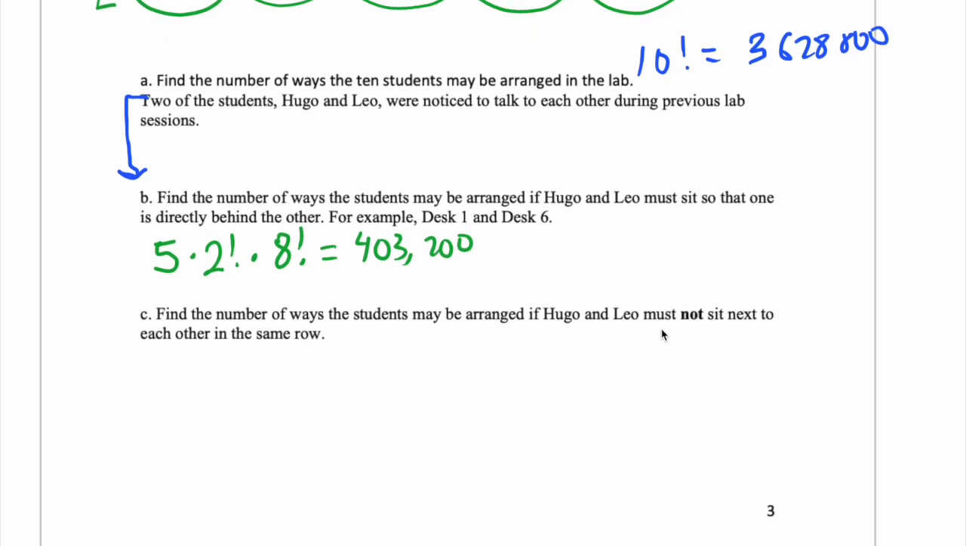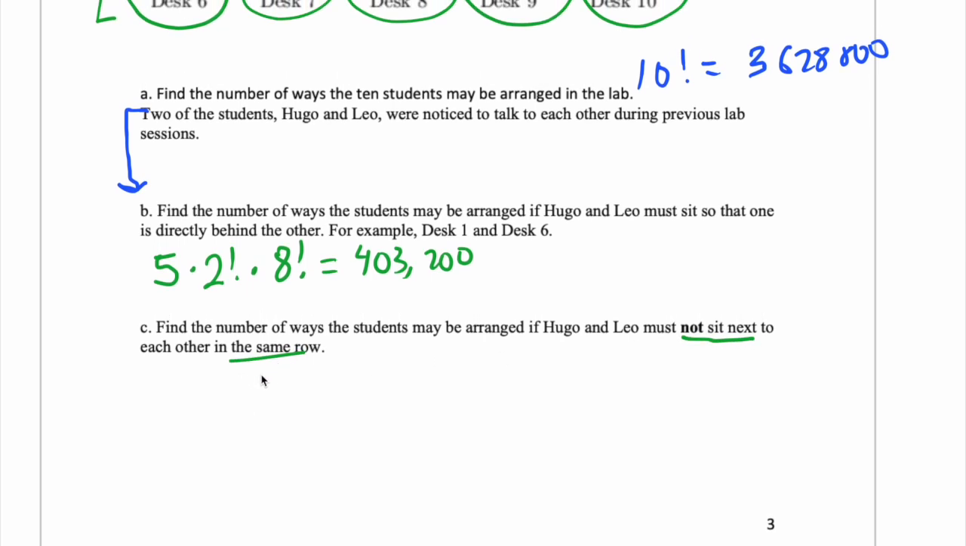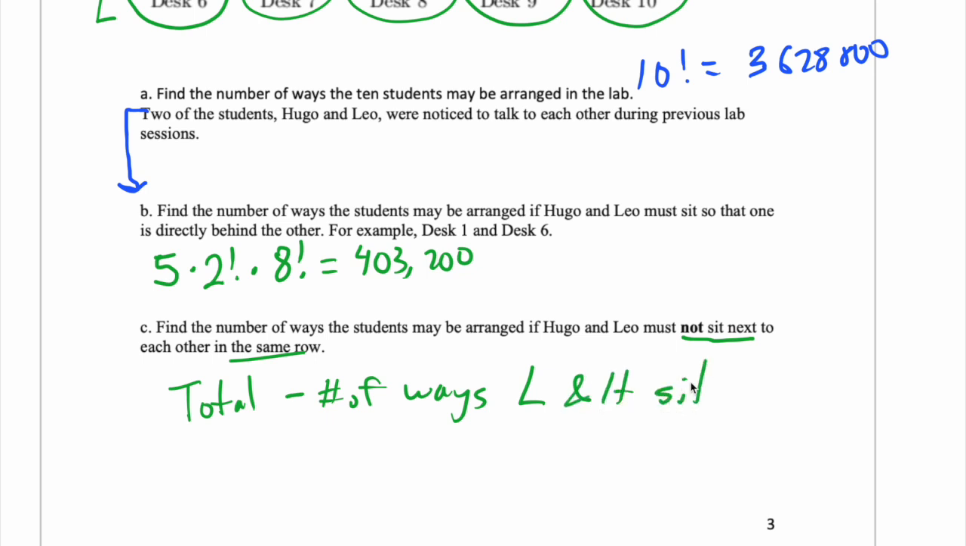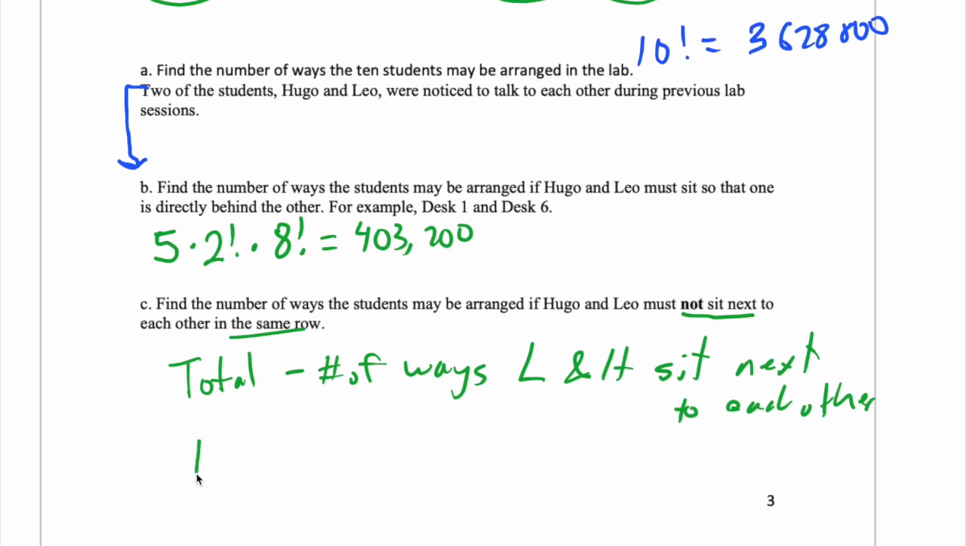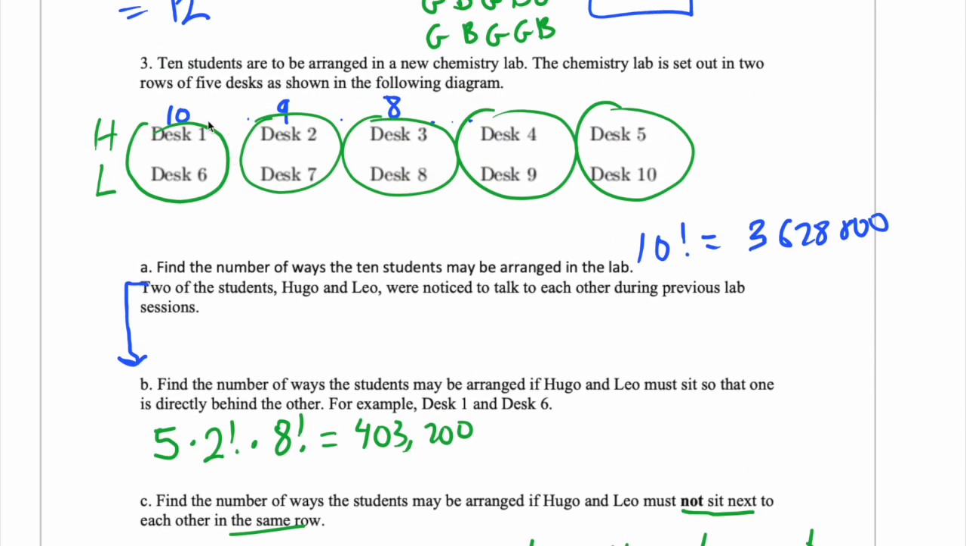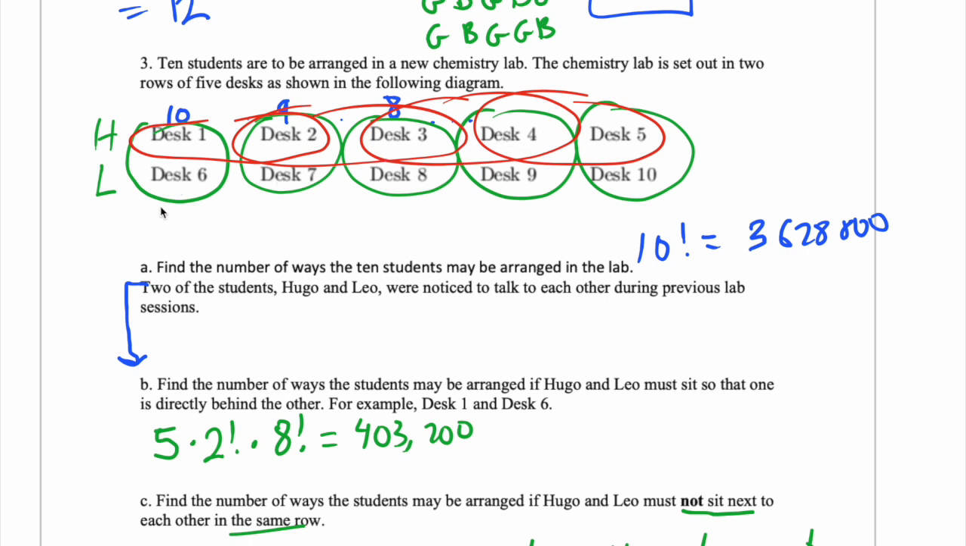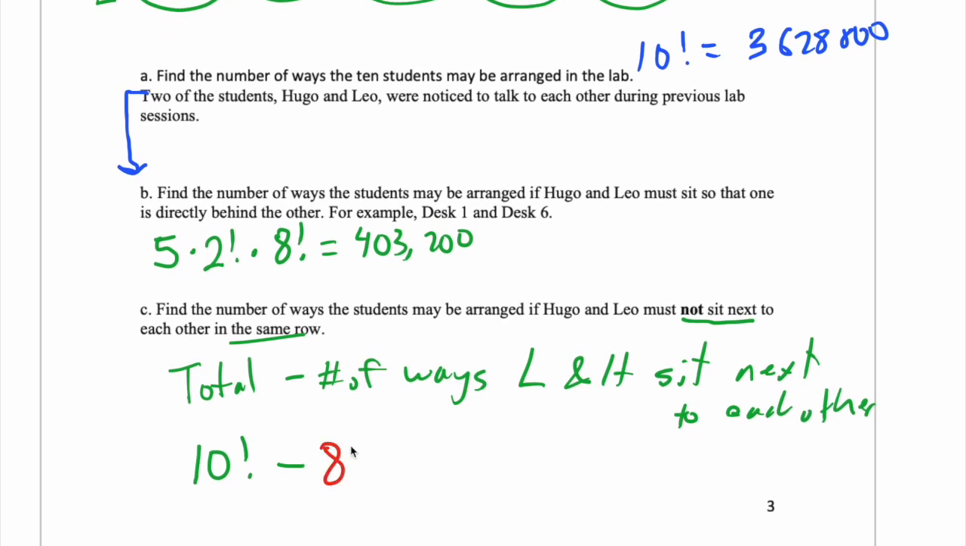And lastly, what if Hugo and Leo must not sit next to each other in the same row? Sometimes it's easy to do the total minus the opposite of that: the number of ways Leo and Hugo sit next to each other. You can do it other ways, but this is probably the easiest way. So the total, we already have it, is 10 factorial. The number of ways they can sit next to each other is, well, they can sit in desk 1, 2, 2, 3, 3, 4. That's 4 ways on the top and 4 ways on the bottom. There's 8 ways of that happening.